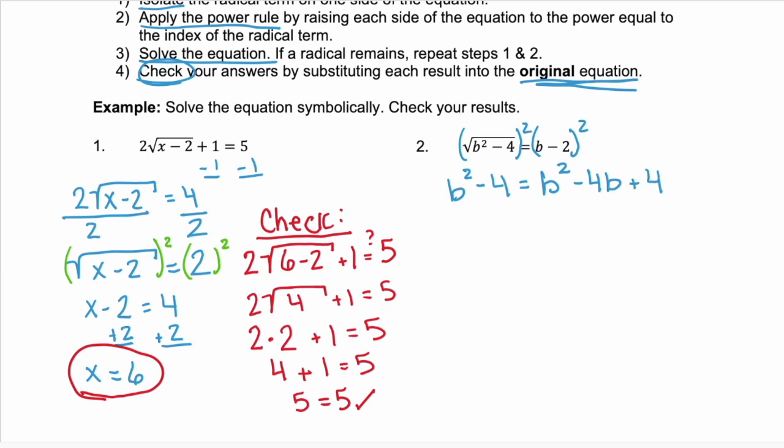Now we need to start slowly combining our like terms. So let's start with the b squared. Let's subtract b squared from both sides.